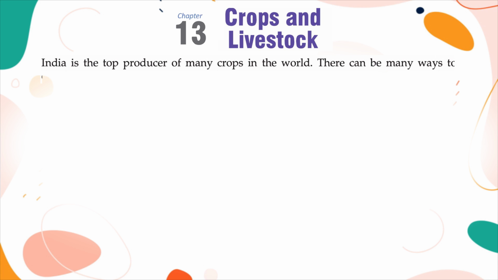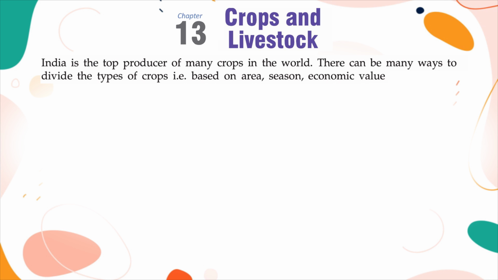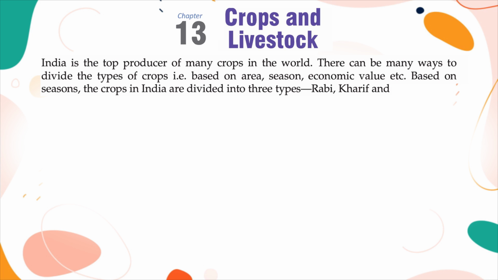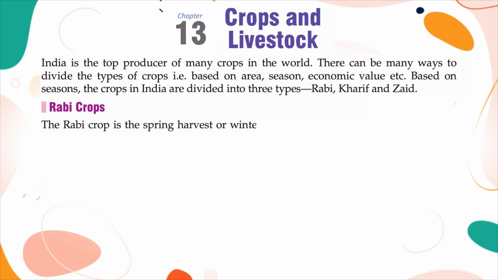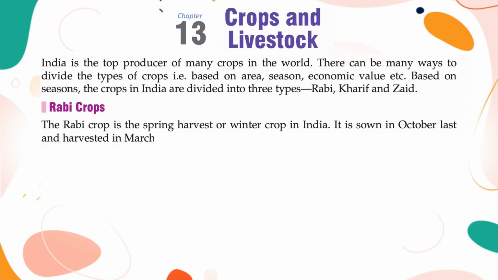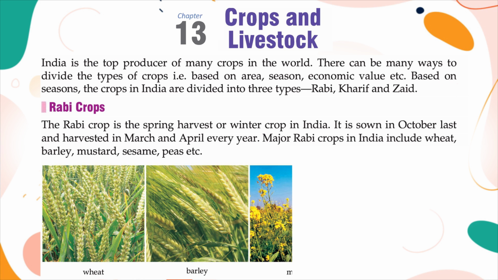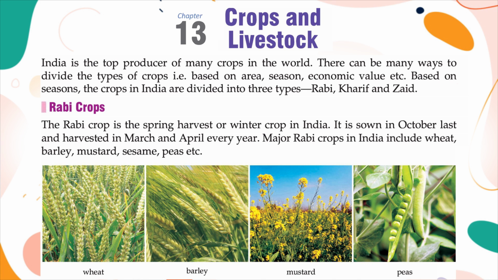There can be many ways to divide the types of crops, that is, based on area, season, economic value, etc. Based on seasons, the crops in India are divided into 3 types: Rabi, Kharif and Zaid. Rabi crops. The Rabi crop is the spring harvest or winter crop in India. It is sown in late October and harvested in March and April every year. Major Rabi crops in India include wheat, barley, mustard, sesame, peas, etc.